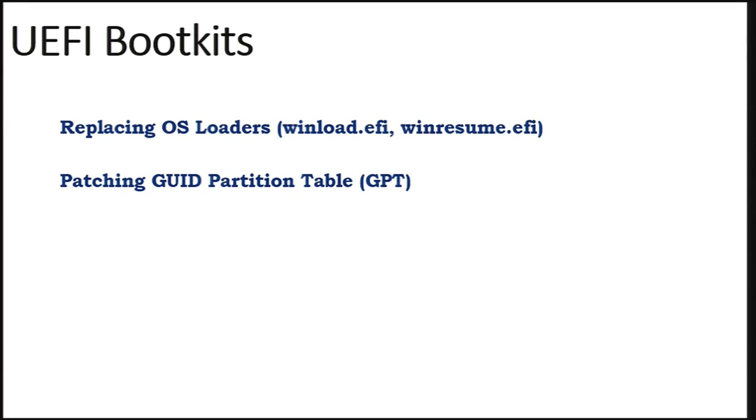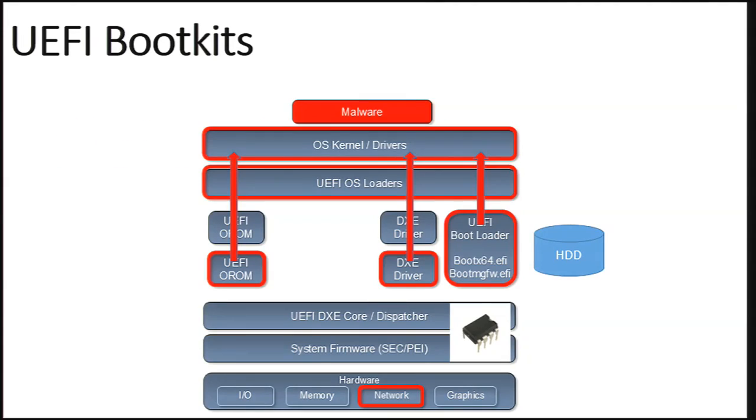And the last one is replacing bootloaders directly: WinLoad UEFI, WinResume UEFI, and patching the GUID partition table. Patching the GUID partition table looks like a callback to the legacy BIOS threats for MBR and VBR, because it works directly with the configuration for partitions. If malware compromises all those levels, we can abuse the OS in the early booting steps.